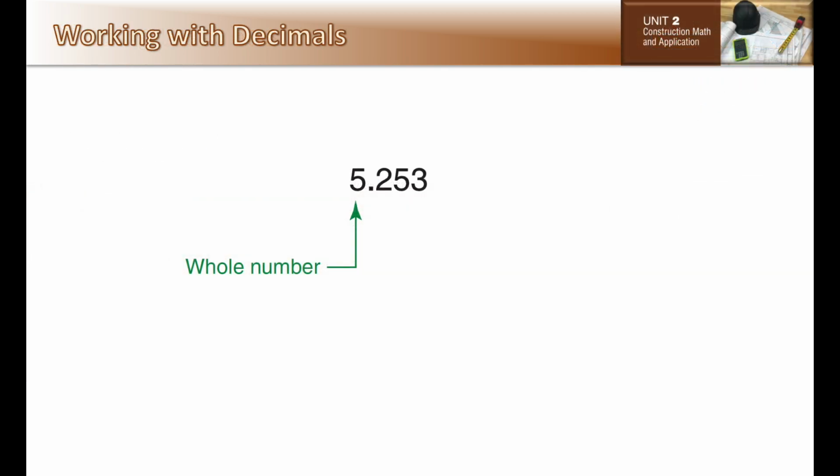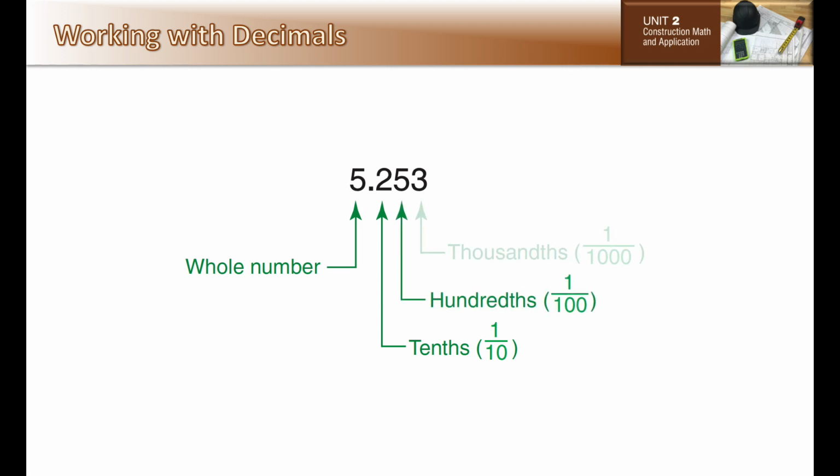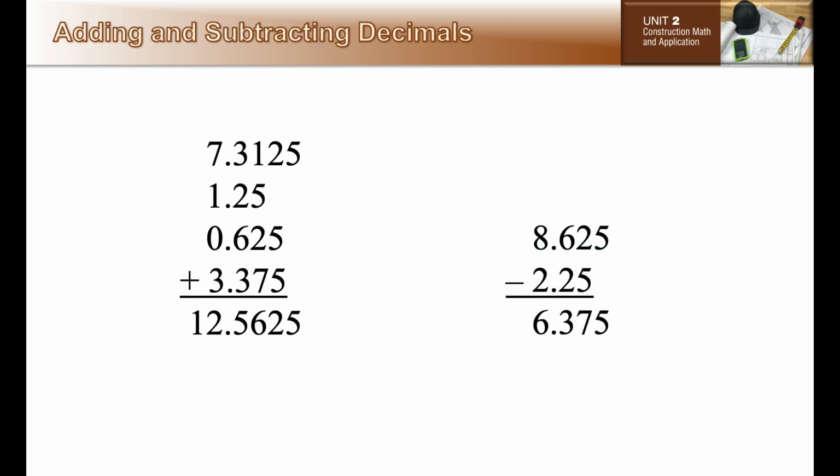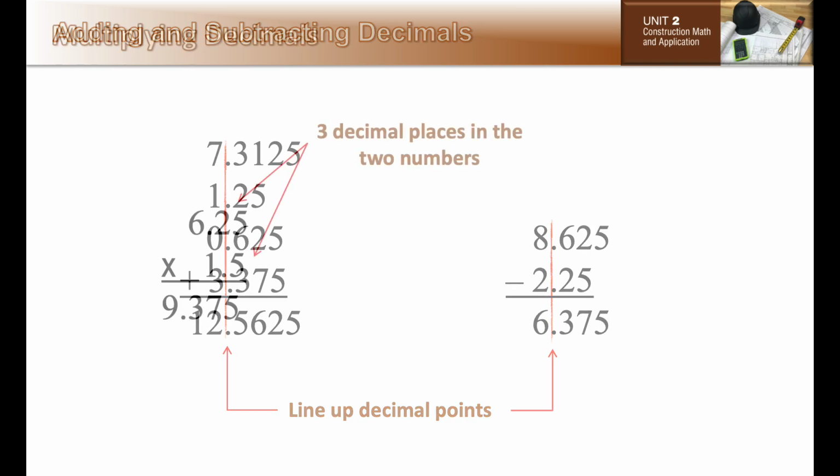When working with decimals, the numbers to the left of the decimal point are the whole number. The numbers to the right are the denominator in decimal fractions, like tenths, hundredths, and thousandths, and so on. Decimals are added and subtracted in the same manner as whole numbers. However, with decimals, the decimal points must be aligned vertically.